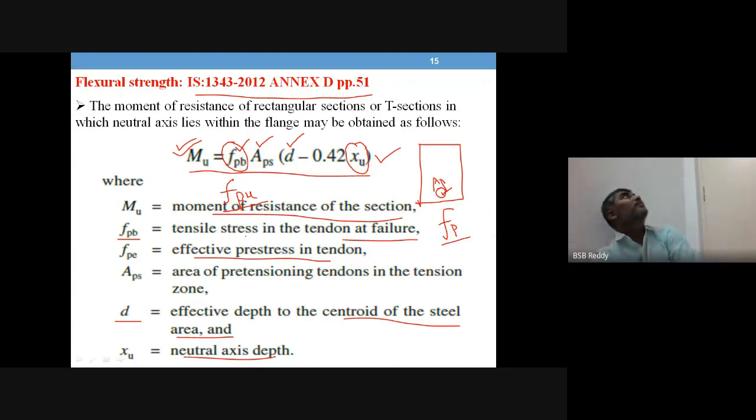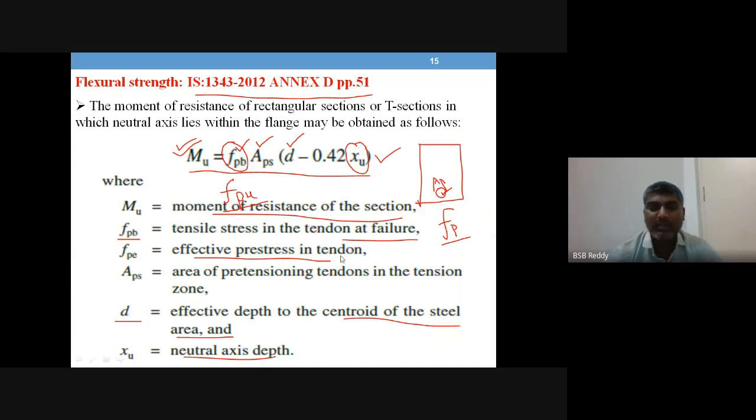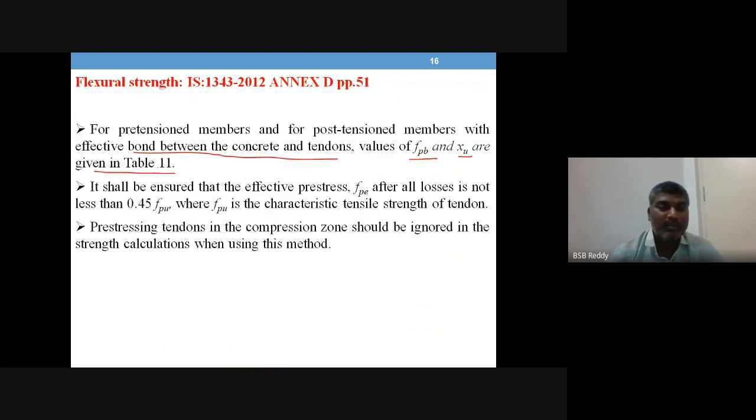So that's why you will have to calculate FPB and XU. That is given in Table 11 of your IS code. And this point we have seen already: the effective pre-stress after all losses should be not less than 0.45 times FPU. FPU is nothing but the characteristic tensile strength, right?